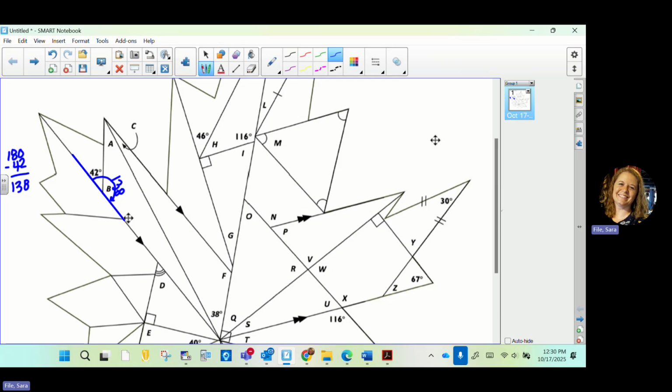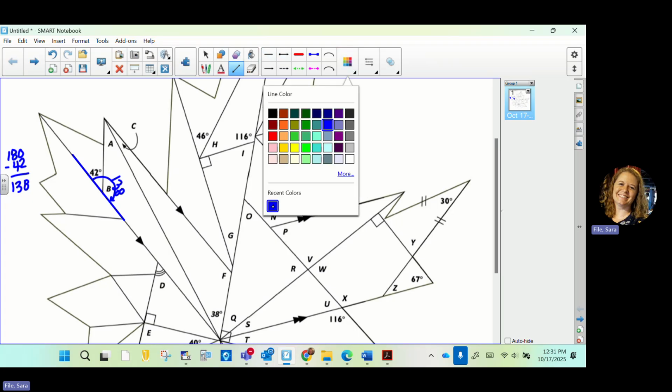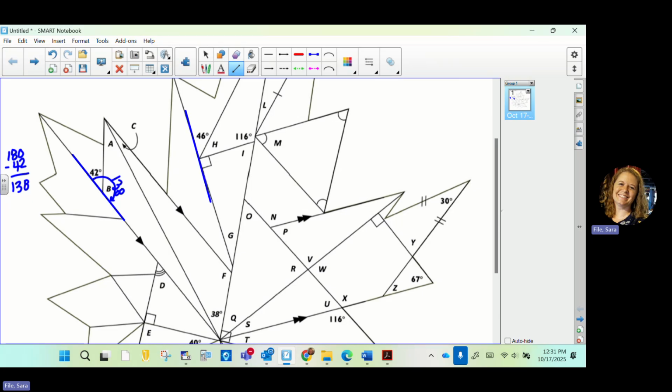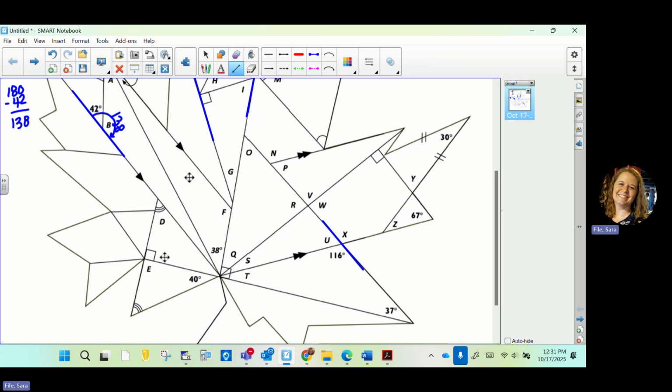But if you want to do it by what you have, start with straight lines. Look at angles where you have a straight line. I know the angles that form that straight line have to add to 180. Same thing here, there's a straight line. Here's a straight line with an angle that I know. Straight line with an angle that we know.